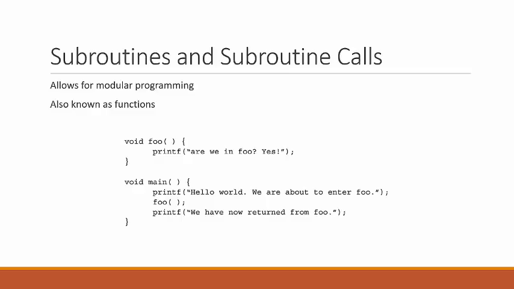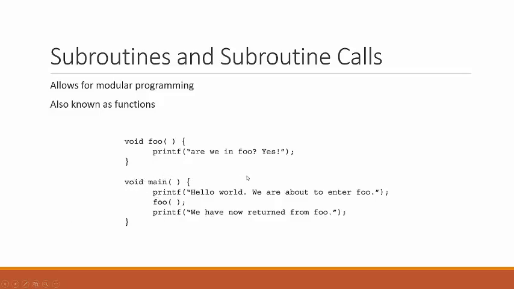And this is a very simple example of one right here. Again, this is a C example. And we have two parts here. We have the main part of the program and this rather lame little subroutine called foo, F-O-O. Why did they pick that? I don't know, but they did. So let's look at this.